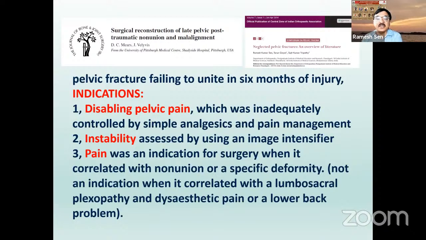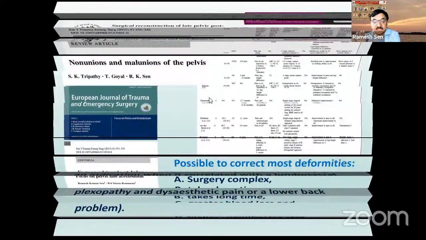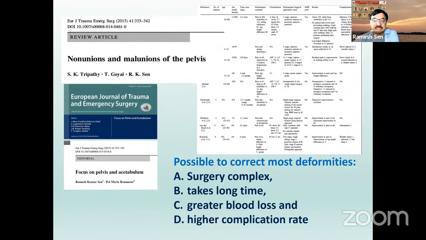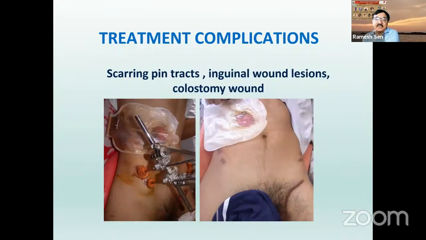We have highlighted in our publication, and it's also well covered in other publications, that we have to be very careful. The world literature about correction of this non-union malunion is relatively limited. In one of the editorials we have published that it can be done, but we must appreciate this surgery is complex, takes a lot of time, blood loss is there, and the complication rate is reasonably high.